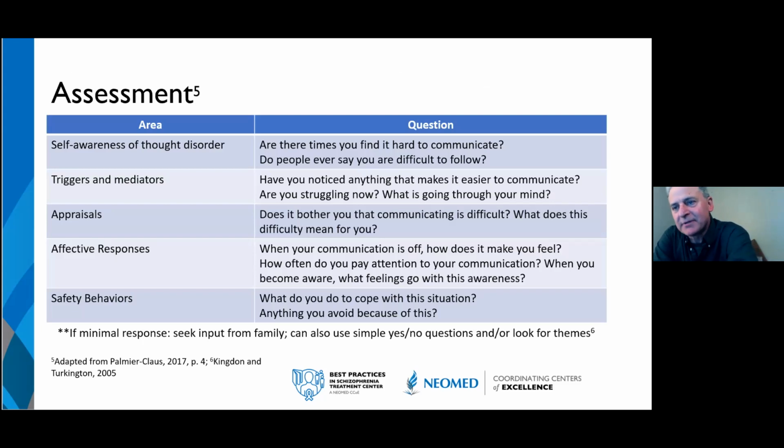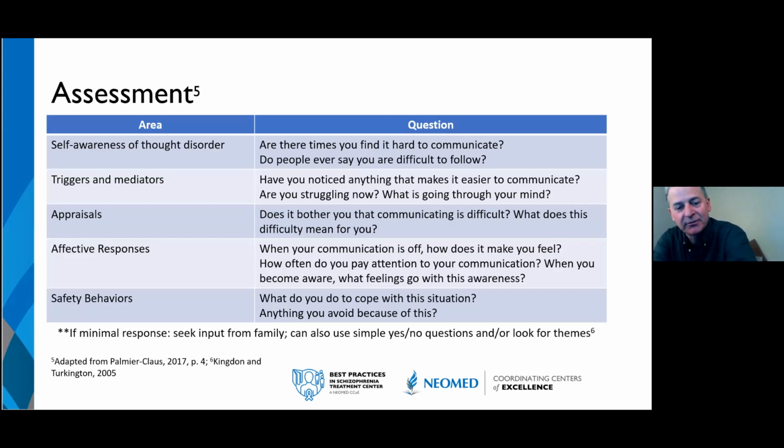All right, so this is from Palmier and Claw's article, just some questions to ask to get a sense of a person's awareness of their disorganized thinking. This presumes that they have some awareness, which is not always the case. But there are some good questions in here. Just generally, are there times you find it hard to communicate? Do people ever say it's hard to follow your communication? Have you noticed anything that makes it easier to communicate?